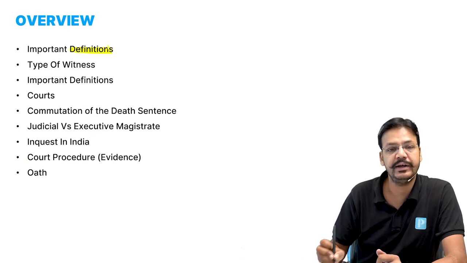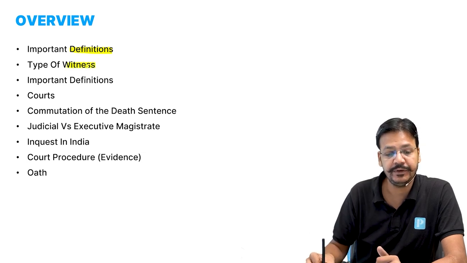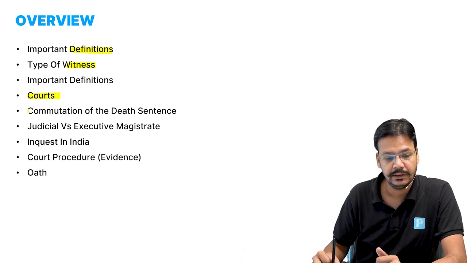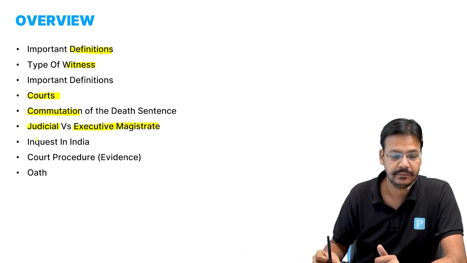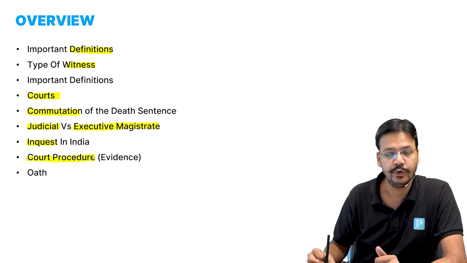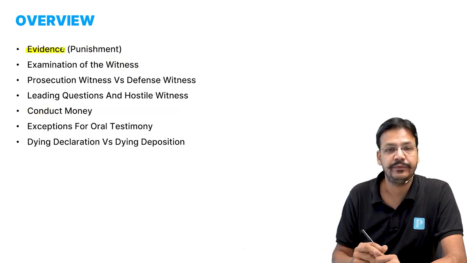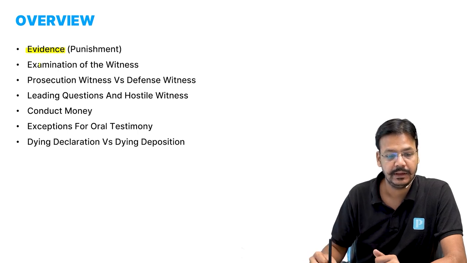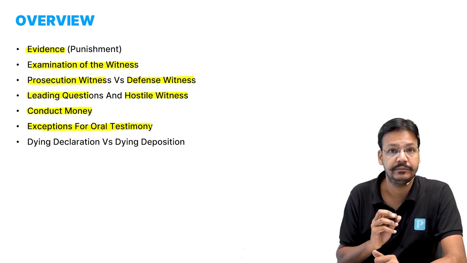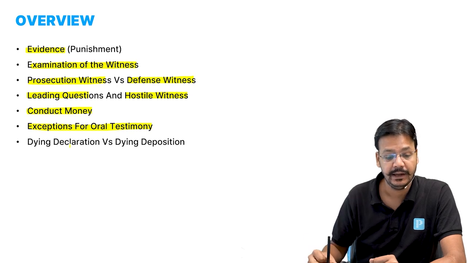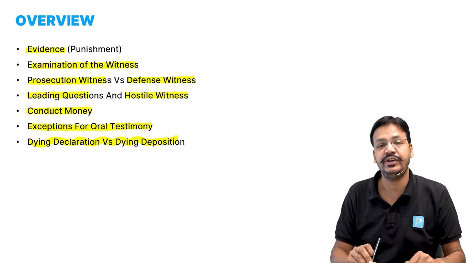Just see the important definitions, the types of the witness, the types of the courts, the commutation of the death sentence, judicial versus executive magistrate, inquest in India, what are the court procedure for witness, oath, different types of evidences and its punishment, examination of the witness, prosecution witness versus defense witness, leading question and hostile witness, conduct money, exception of oral testimony, where oral evidences are not needed, and a very important, dying declaration and dying deposition.